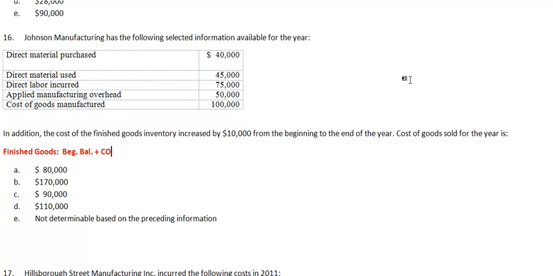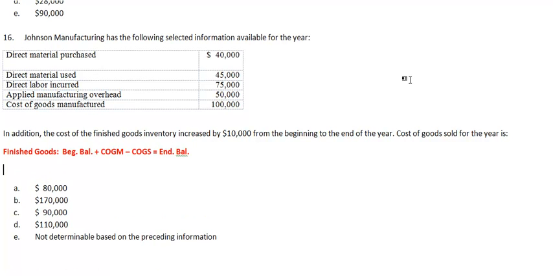We add to it cost of goods manufactured, subtract from it cost of goods sold, and what we're left with is the ending balance. Now, it doesn't tell you beginning and ending, but what you know is that the ending inventory balance increased by $10,000 from the beginning to the end. So it doesn't really matter what number you plug in for beginning inventory, so long as you make the ending $10,000 more. So I'm going to use 0. I'm going to say that the beginning balance is 0. So if I do that, all that means is that I have to make the ending balance $10,000.